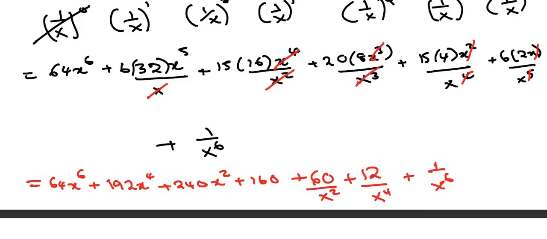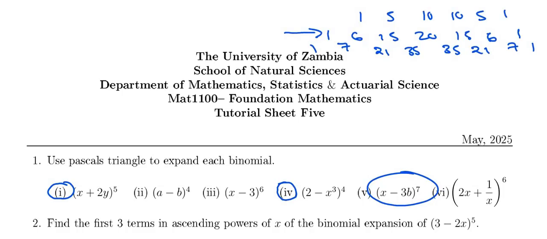So this is basically how you're supposed to use the Pascal's triangle. Hope this makes sense. The next question, so we're going to question 2. So even the ones that I've skipped, you do them in a similar way. These are the ones that I've skipped.